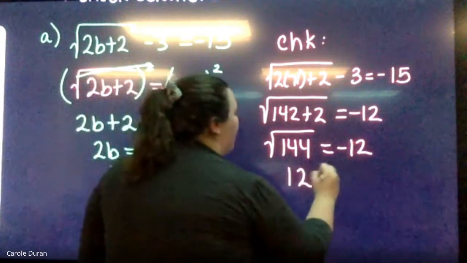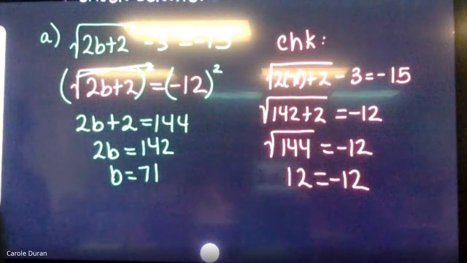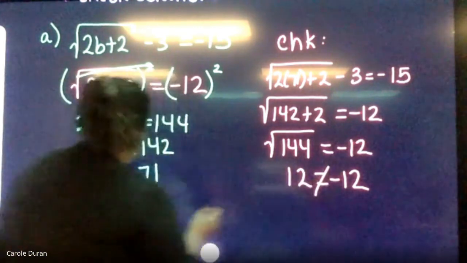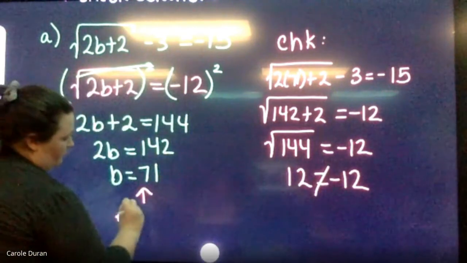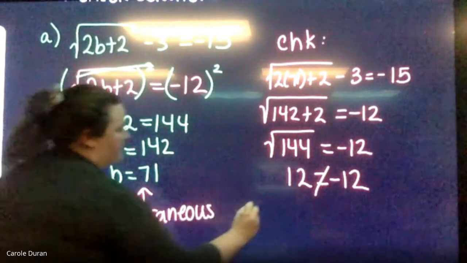Okay, remember when I said for the purposes of this problem, we are assuming when we take the square root, we're only going with the positive answer. So in the end, I get 12 equals negative 12. Is that true? Is 12 equal to negative 12? No. So this is an extraneous solution, which means technically we have no solution because we got no other answers.